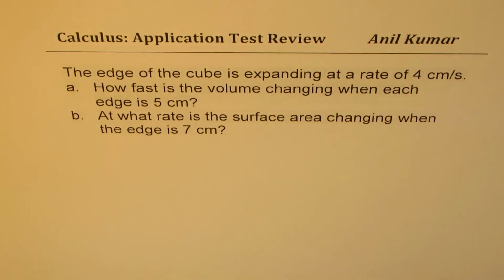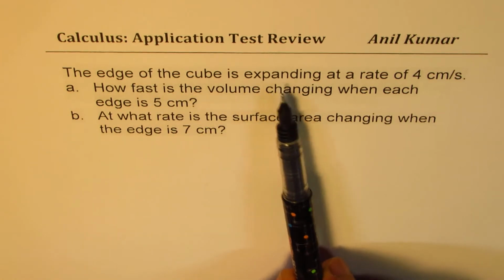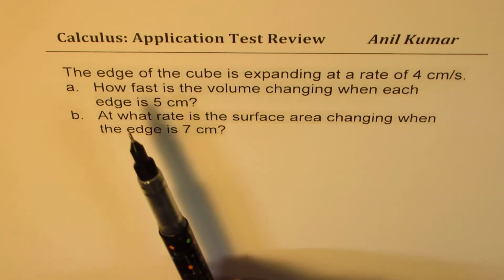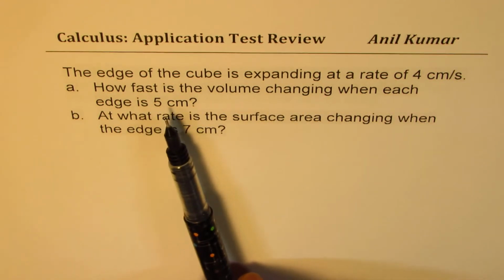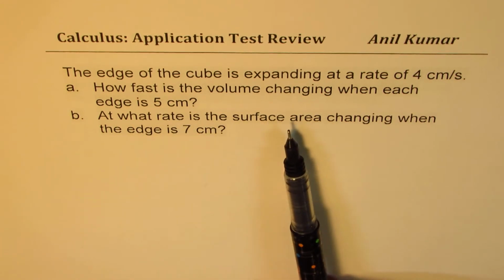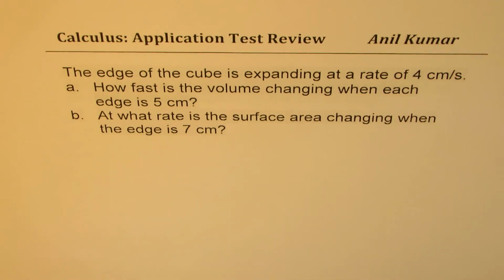So now let's take up the next example, which is on a cube. The question here is, the edge of the cube is expanding at the rate of 4 centimeters per second. How fast is the volume changing when each edge is 5 centimeters? At what rate is the surface area changing when the edge is 7 centimeters, right? So now we are talking about a cube.